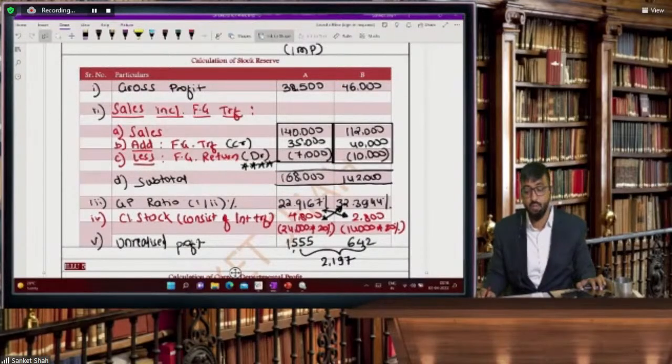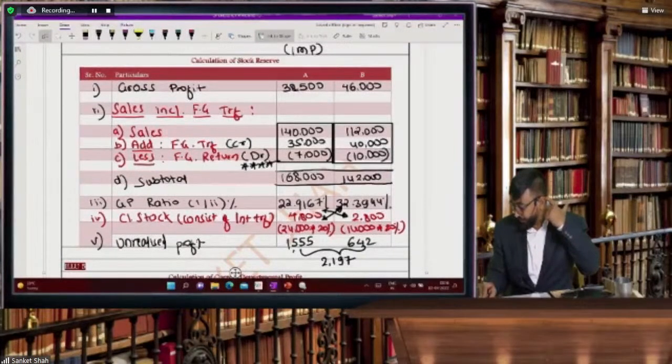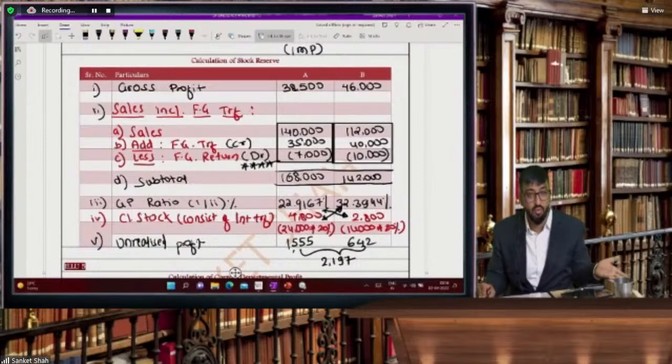अरे बेटा format भेजो जल्दी जल्दी. GP. So what is the format? GP Roman 2 sales including internal transfer, finished goods transfer. Okay. So sales. Transfer of what? Finished goods. Less returns. सब टोटल. इसीलिए लिखो बेटा, लिखो सब टोटल, जीपी रेशो, क्लोजिंग स्टॉक, अनरियलाइज प्रॉफिट. टाइप करो फटाफट. टाइप करोगे तो याद रहेगा.